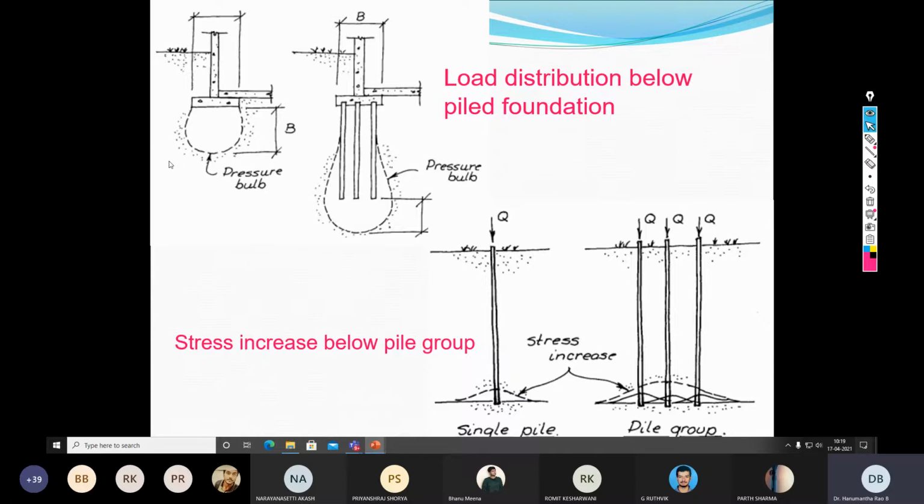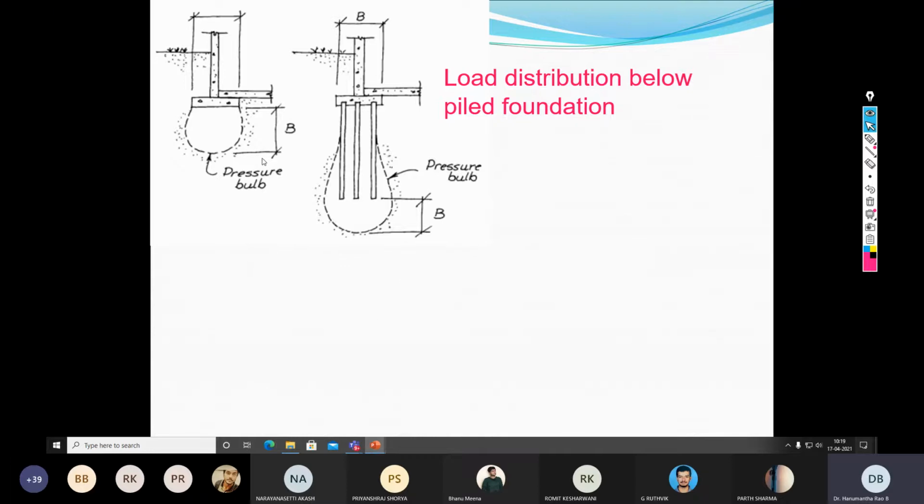So here, if you look at the upper right side picture, the left side picture represents that of a shallow foundation. This is how the load distribution happens below the foundation. That is typically represented with the help of the pressure bulb, while the same pressure bulb can also be drawn for the pile group. When we discussed the shallow foundation, we approximated that the pressure bulb extends to a depth of approximately B or 1.5 times B.